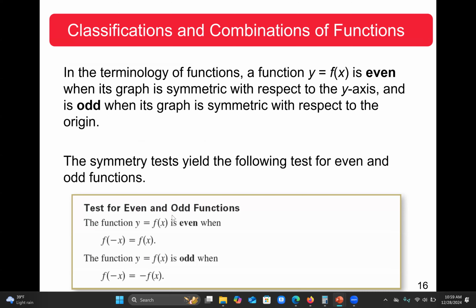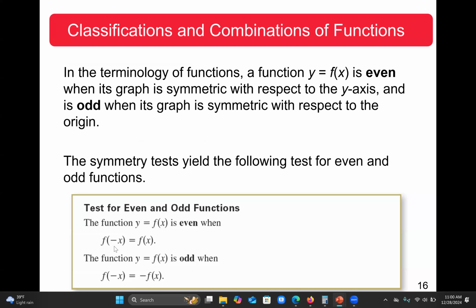So in the terminology of functions, a function y equal to f at x is even when its graph is symmetric with respect to the y-axis, and odd when the graph is symmetric with respect to the origin. So the symmetry test can give us the following test for even and odd functions. A function y equal to f at x is even when f at negative x equals f at x. A function y equal to f at x is odd when f at negative x is equal to negative f at x. So always we can check if a function is even or odd. And those are the two conditions here.